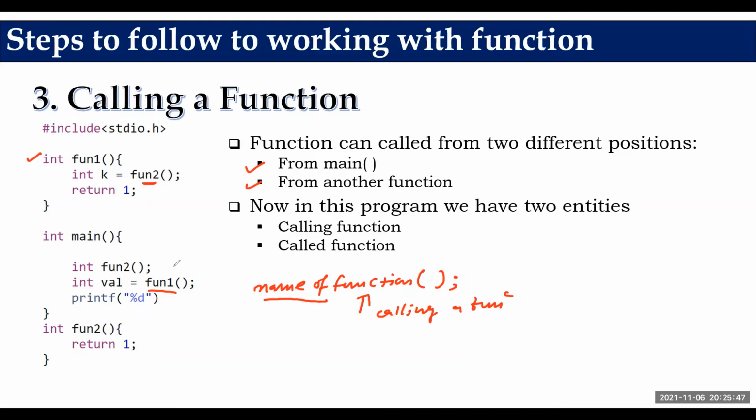Name of the function: here the name of the function is fun1 because I am calling fun1 from main. So what will be the flow? Main is calling fun1, so I am using its name and the parenthesis, and fun1 is calling fun2, so I am using its name and the parenthesis. Every time a semicolon is required because it is an executable statement.